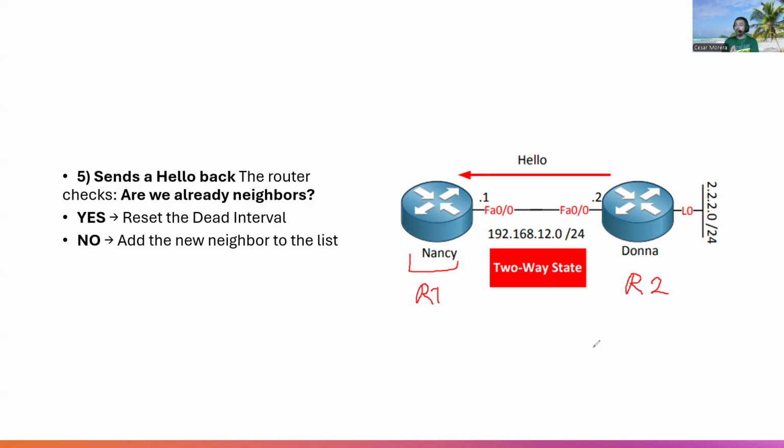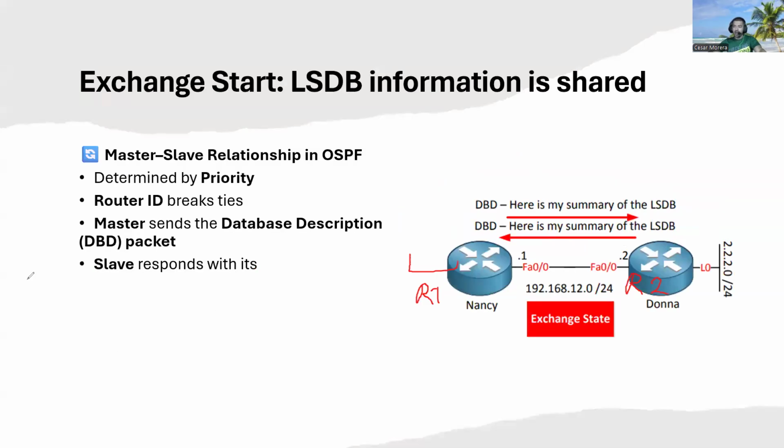So in step 5, it sends a hello back to the router. It checks, are we already neighbors? Yes, it resets that interval. No, it adds a new neighbor to the list. Let's go ahead and see what happened in step 6 of this. And now, remembering we're still having router 2 and router 1 for Nancy and Donna, but we are moving to exchange state. And this is what happens.